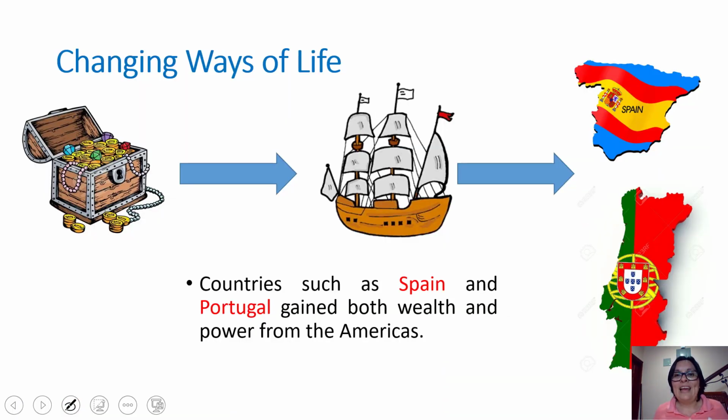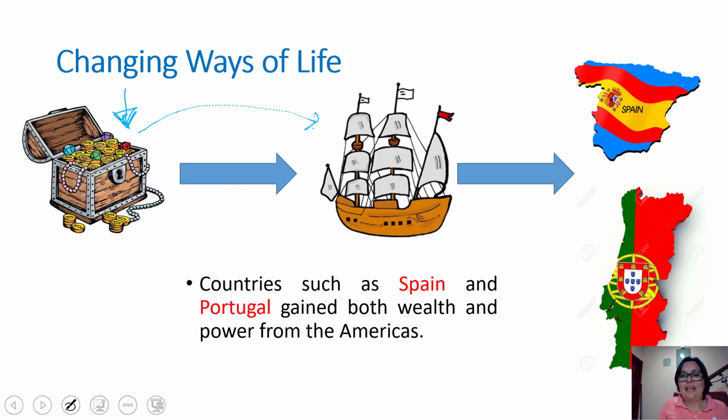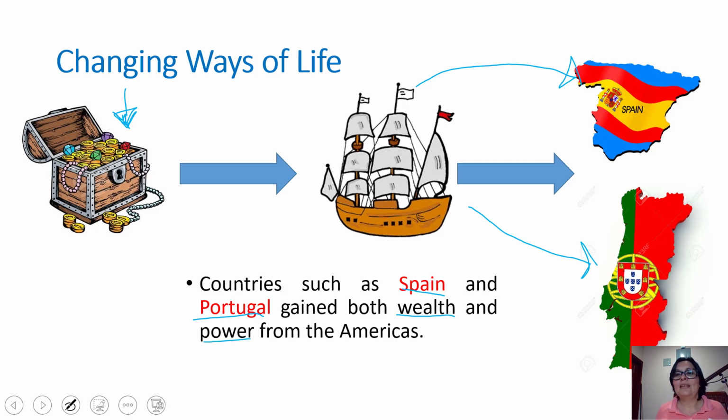Do you know what they did with the gold and the silver that they found in the mines? They put this gold and silver into ships and they sent those minerals to Spain and to Portugal. It was in that way that Spain and Portugal gained wealth and power from the Americas.